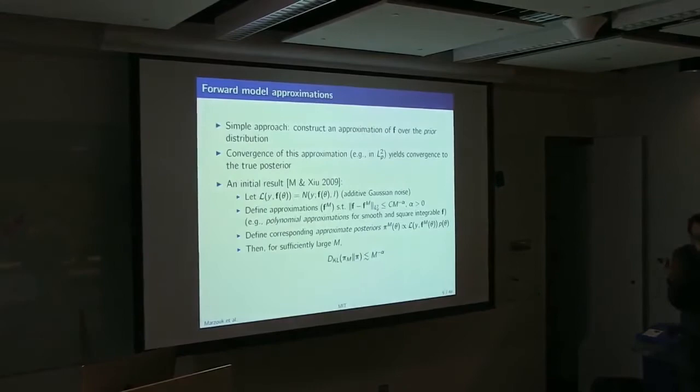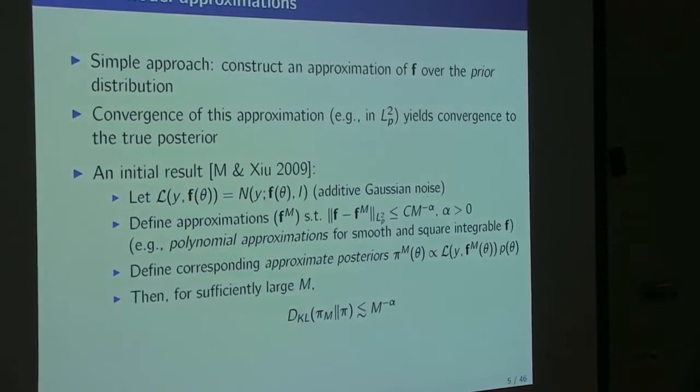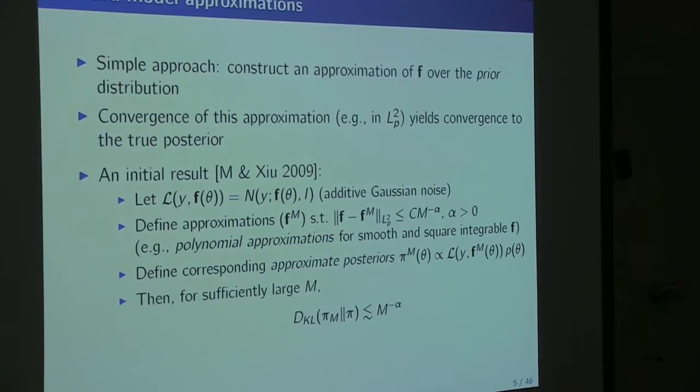And let's approximate it. So if the forward model is the most expensive thing, for instance, if I know the forward model, if then evaluating the likelihood is cheap, then let me construct approximations of the forward model. And a simple approach, one that has been around for a little while, is to say, well, let's construct an approximation of the forward model f that is accurate in some sense over the prior distribution. So if my prior distribution says what are possible parameter values that I'm likely to encounter, let me construct an approximation that is good over the support of the prior.